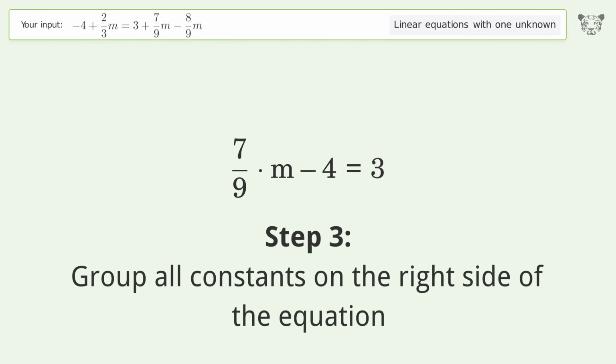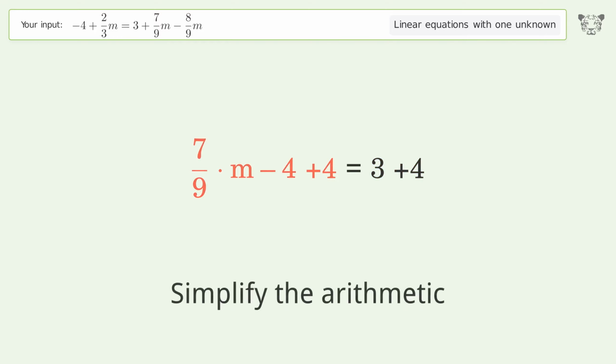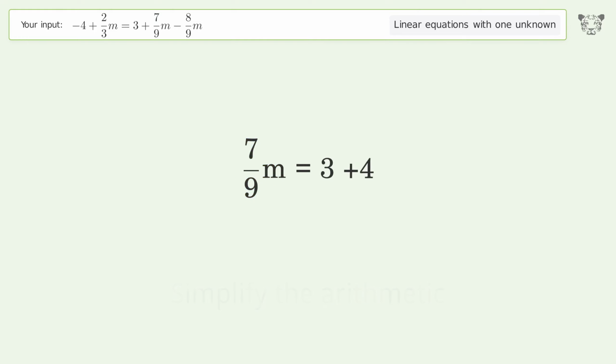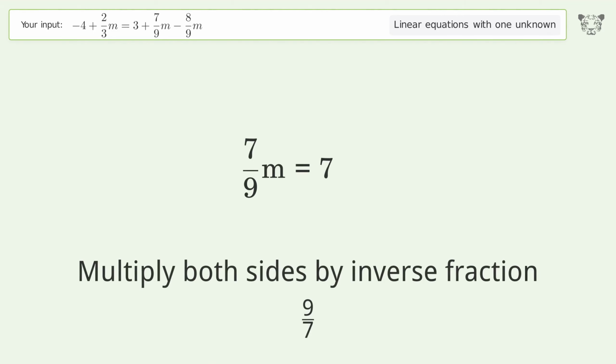Group all constants on the right side of the equation. Add 4 to both sides. Simplify the arithmetic. Isolate the m. Multiply both sides by inverse fraction 9 over 7.